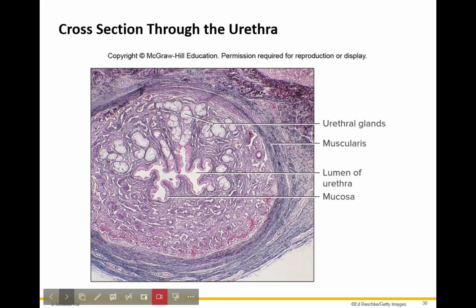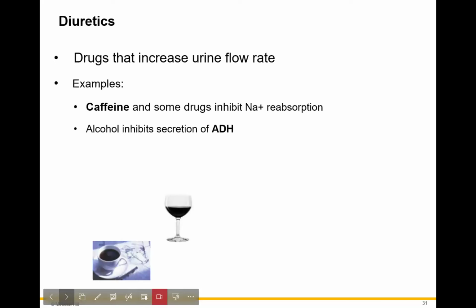So this is just showing a cross section of the urethra. So there are some drugs or compounds that increase the urine flow rate. So these you would call diuretics. So I remember like diuretic, like di or like diameter, so it goes like straight through. I don't know, that's how I remember it.